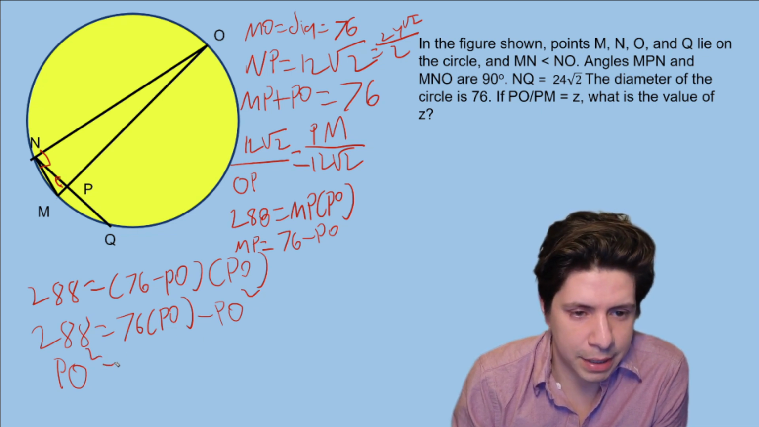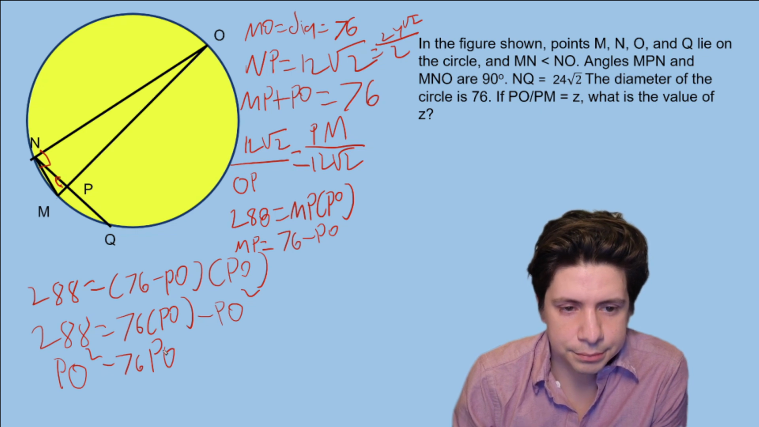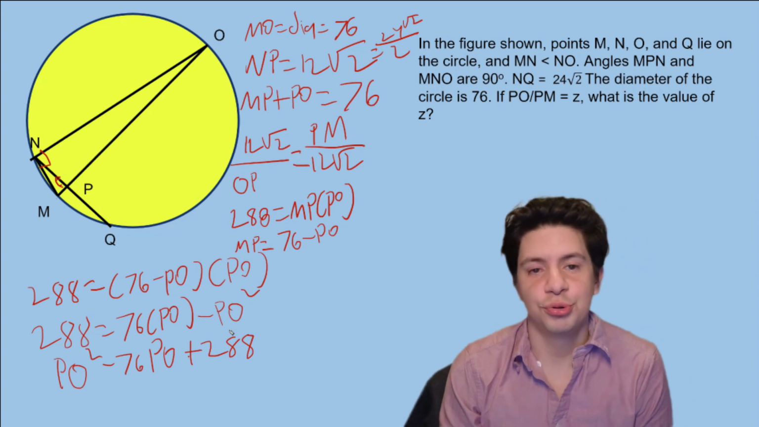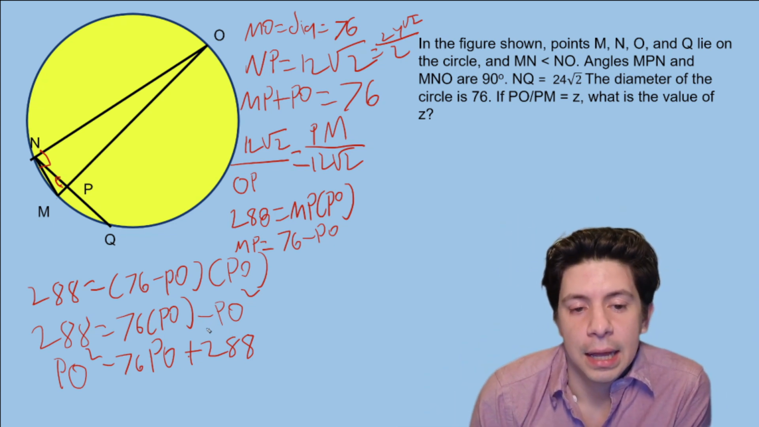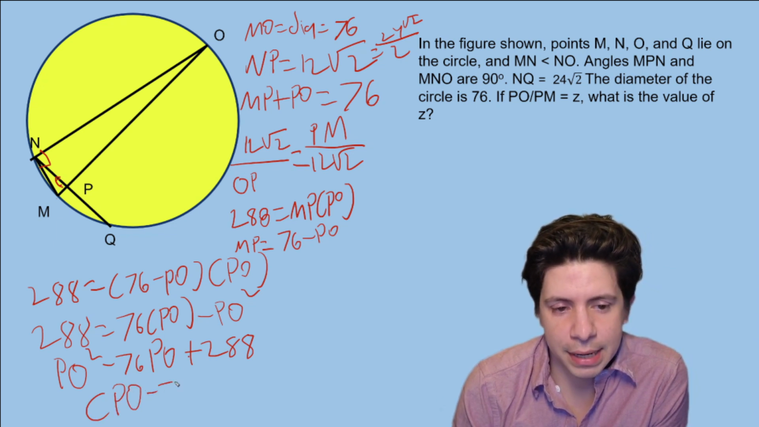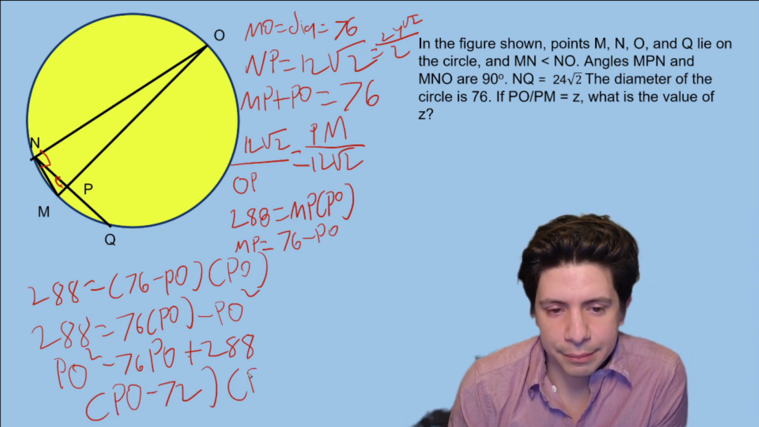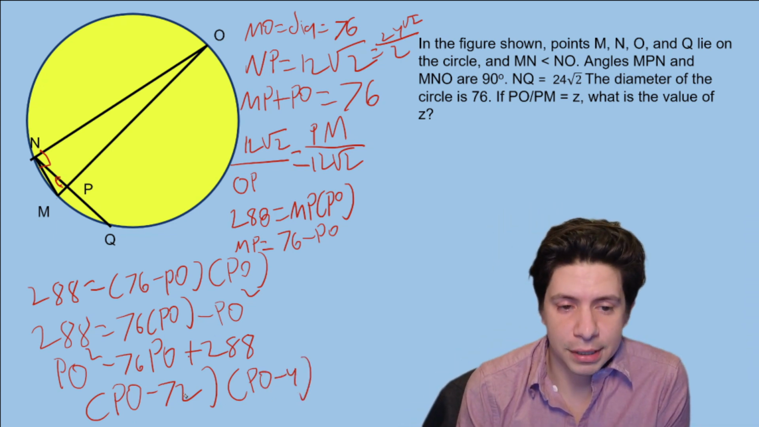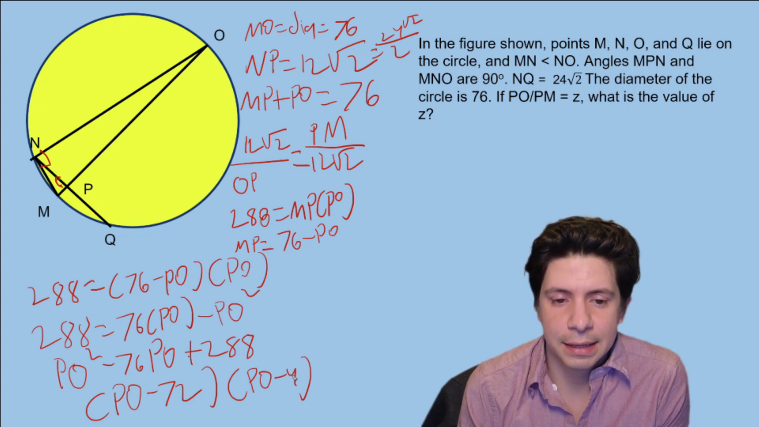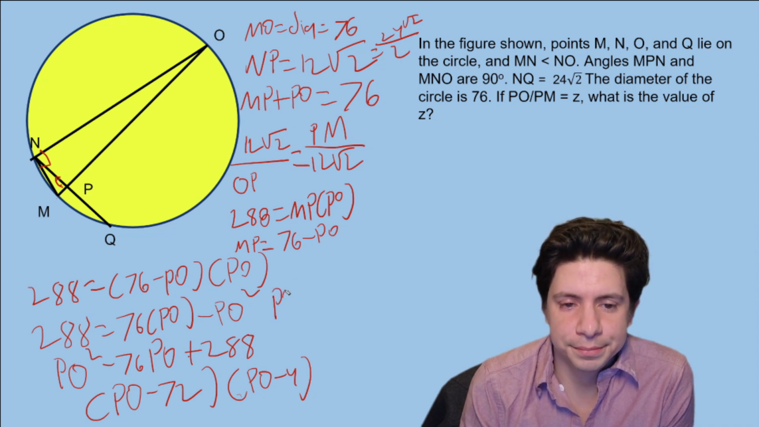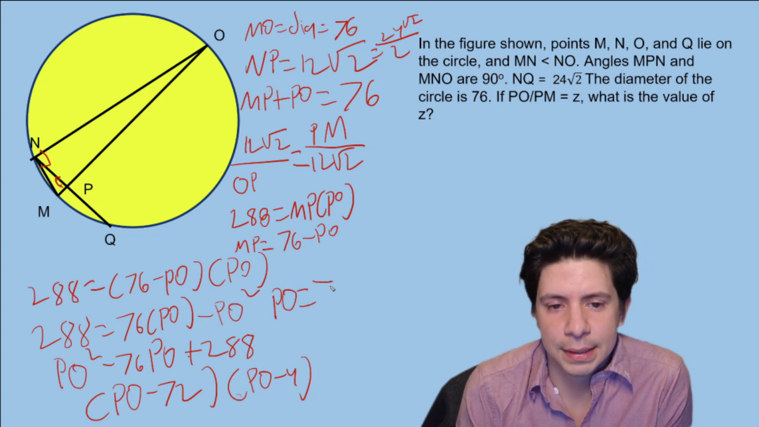I'm going to move that over, right? Minus 76 PO plus 288. So what multiplies to 288 and has a sum of negative 76? I'll tell you right now, it's going to be PO minus 72 and PO minus 4. So that means the big part is 72, the small part is 4. So then the big part, right, is PO. So PO equals 72 and MP equals 4.